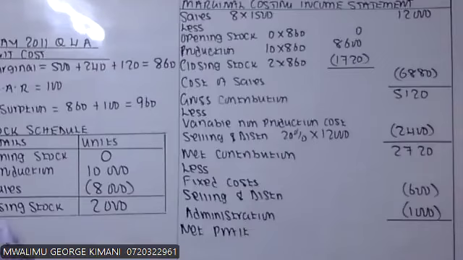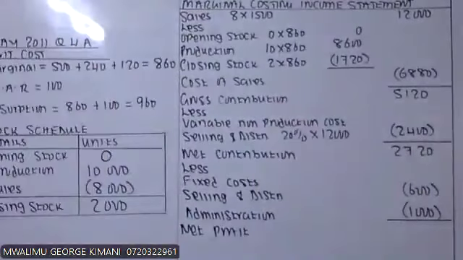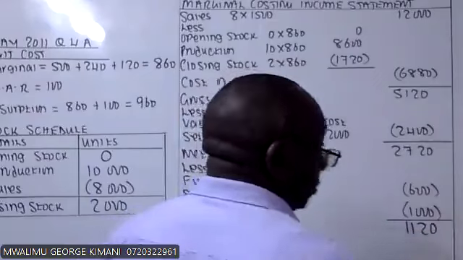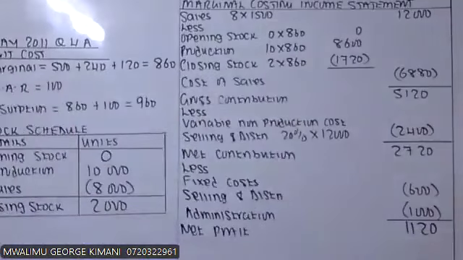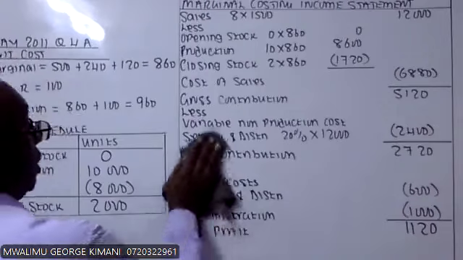$1,120. That's the profits. Okay, so now when you have done that, there is something we call reconciliation statement.